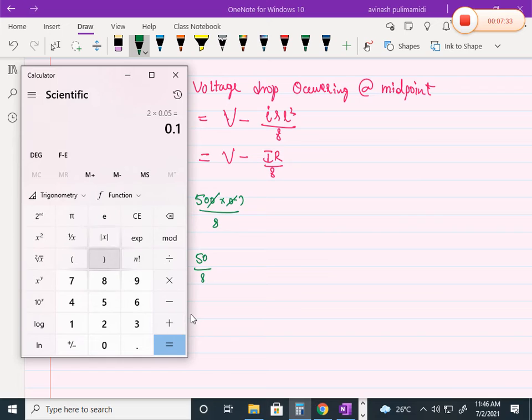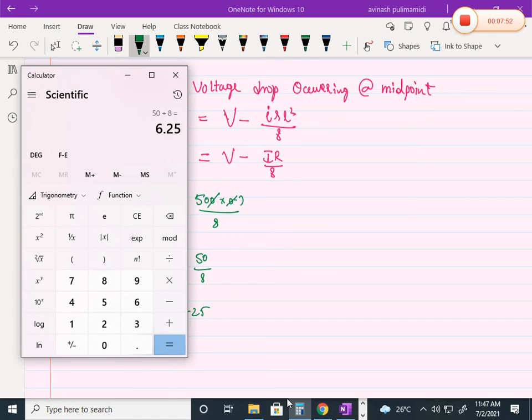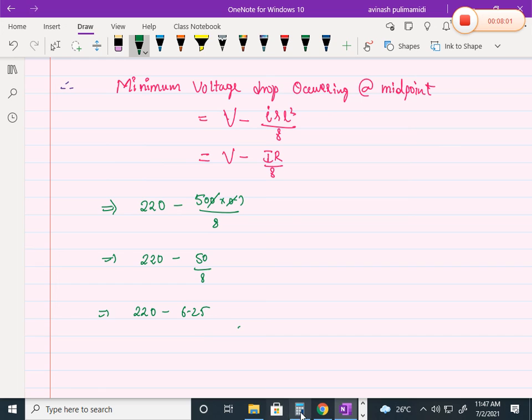So what is the value we got here? 50 divided by 8 is 6.25. So 220 minus 6.25 gives 213.75. 213.75 volts is the minimum voltage.